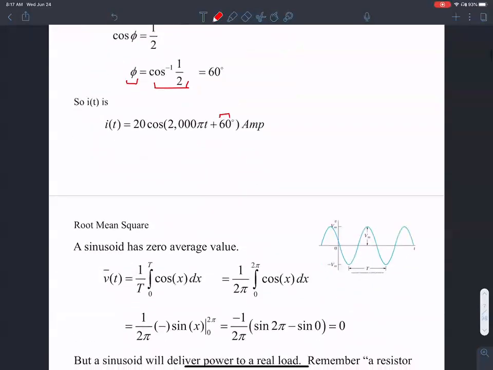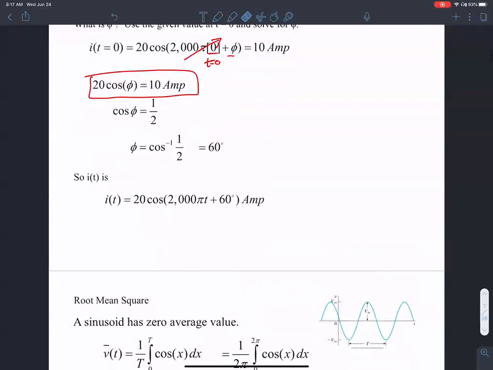So now I have the frequency, I have the amplitude, and I have the phase. I should be able to write the expression for i(t). Does that make sense? Questions, please.